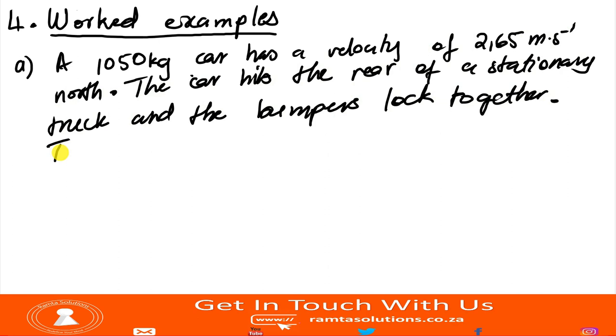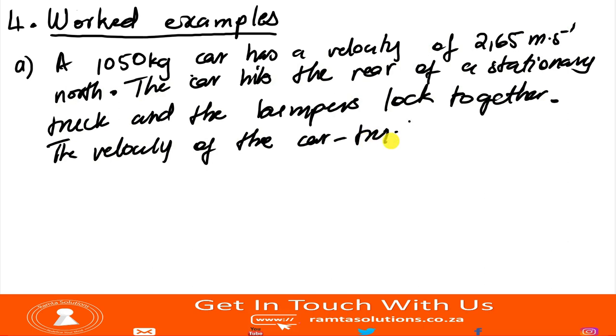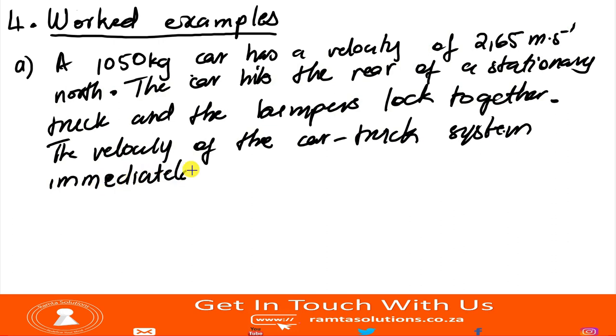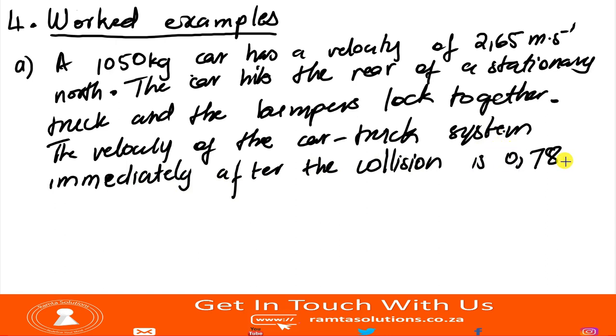The velocity of the car-truck system, because they are locked together, immediately after the collision is 0.78 meters per second north. Calculate the mass of the truck.